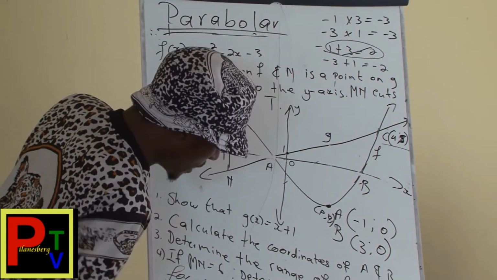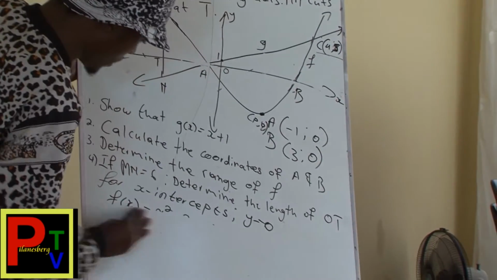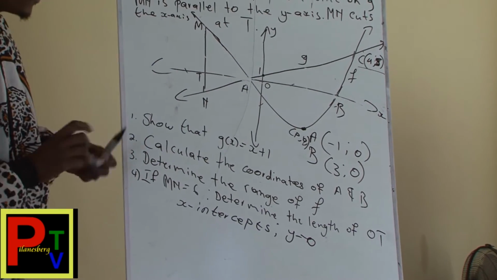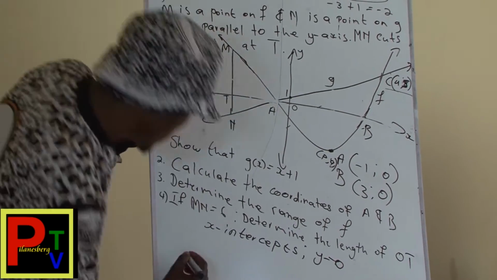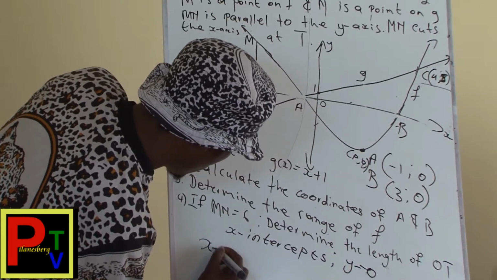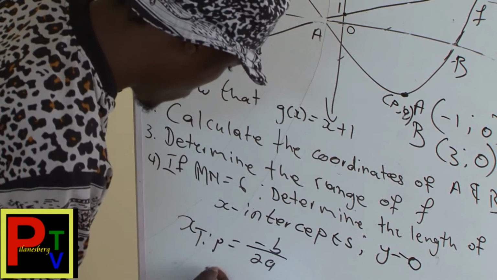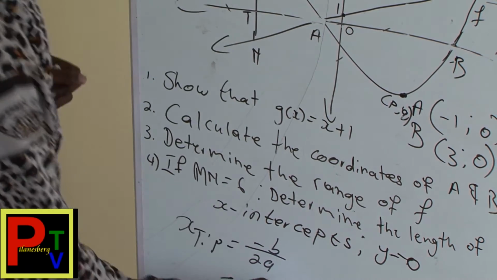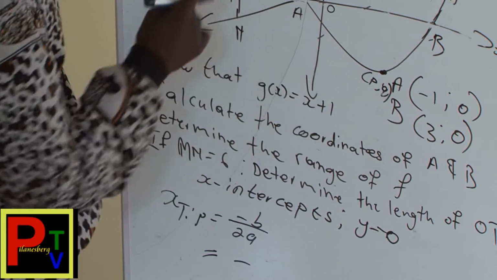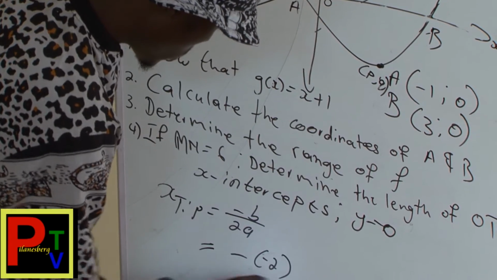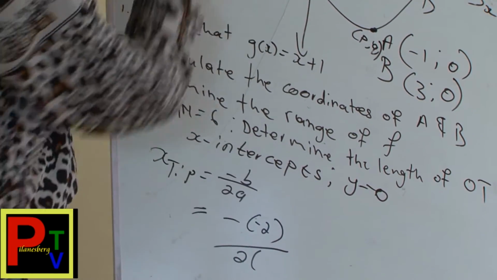Fortunately, we have a formula for the y and the x values at a turning point. We just have to find the x value at a turning point. The x value of the turning point is the same as negative b over 2a. Our b is negative 2. Then our a is 1.